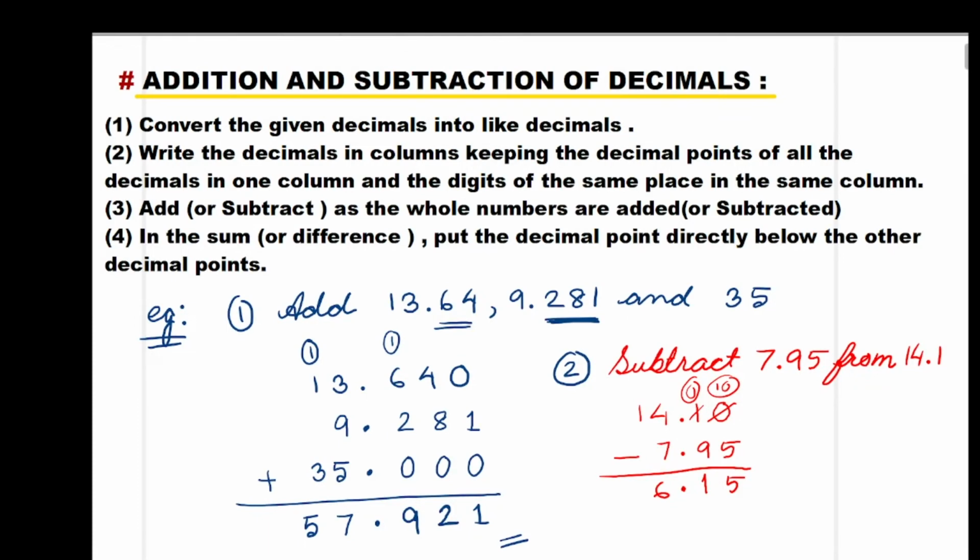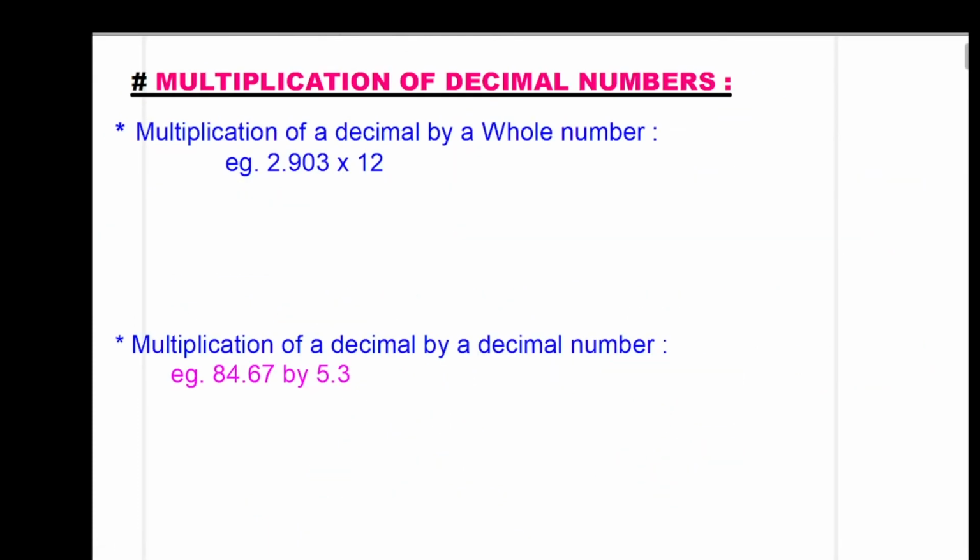Okay, come to the next, multiplication of decimal numbers. See how to do the multiplication. Here we will discuss 3 types. That means multiplication of a decimal by a whole number. Here we are taking one example. This is the decimal, this is the whole number. For that, simply you have to multiply both numbers without taking the decimal point. That means first of all we will not consider the decimal. Simply you just multiply. Okay, just a minute, I will write it here.